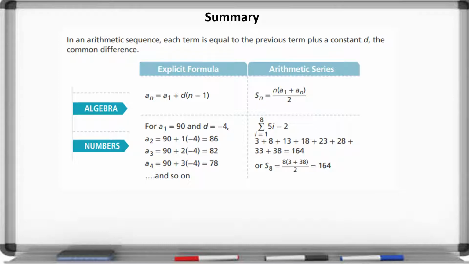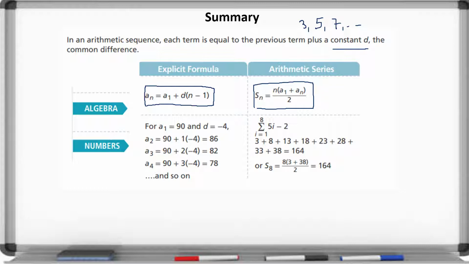All right, so to summarize the lesson, we discussed the arithmetic sequence, and we have arithmetic series. Note that in an arithmetic sequence, each term is equal to the previous term plus a constant d, which we call the common difference. For example, if you had 3, 5, 7, and so on, the common difference in this case is 2, and therefore this is an arithmetic sequence. The formula for an arithmetic sequence is given here, and we call that the explicit formula or the explicit form. And then the formula for an arithmetic series is this.